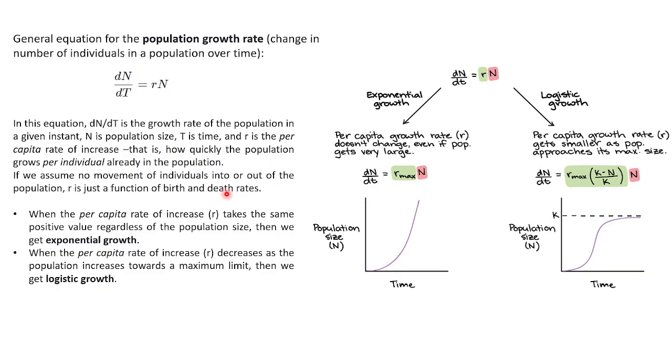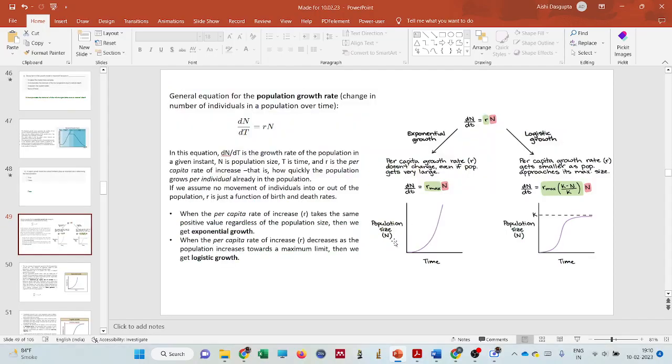But we are talking about bacteria, so there is nothing of that sort happening. So R is just a function. R is only dependent on the birth and the death rates. So when the per capita rate of increase R takes the same positive value regardless of the population size, then we get exponential growth. When R is always positive, and when there is no limiting resources, when you have infinite resources, when the bacteria gets proper nutrition all the time, there is nothing to stop the bacteria from dividing, and that's when we get the exponential.